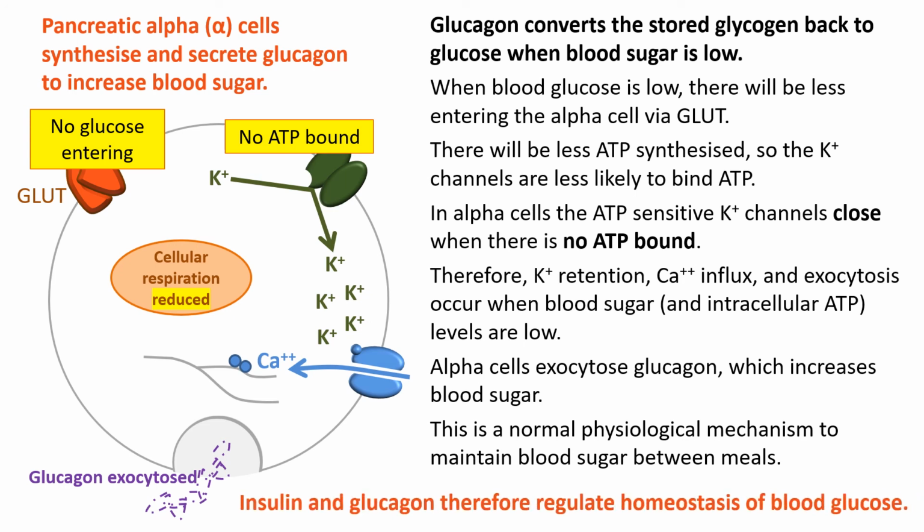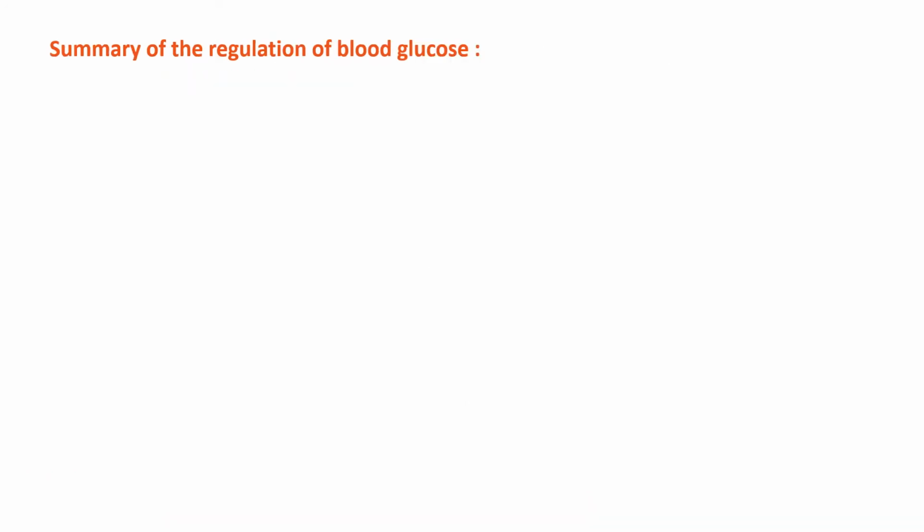So insulin and glucagon, therefore between them and between their exocytosis, dependent upon the availability of glucose, regulate homeostasis of blood glucose. So this is really another feedback mechanism, but in this case we don't have nice long loops and chemoreceptors and all the rest of it. So let's just sum that up.